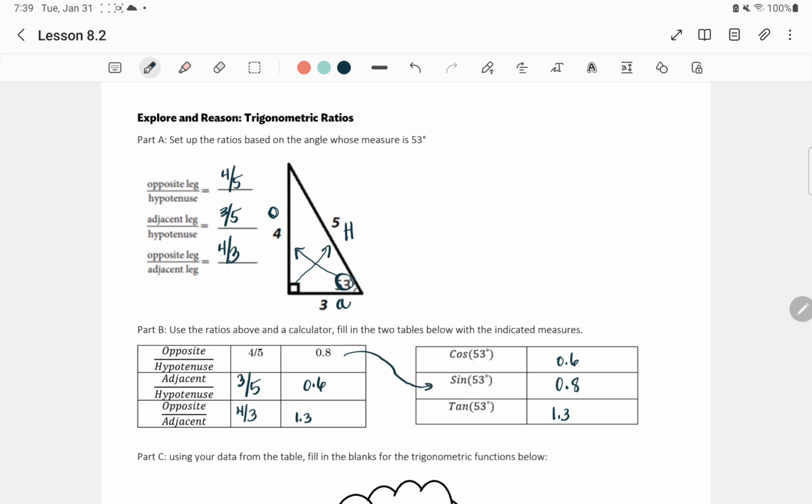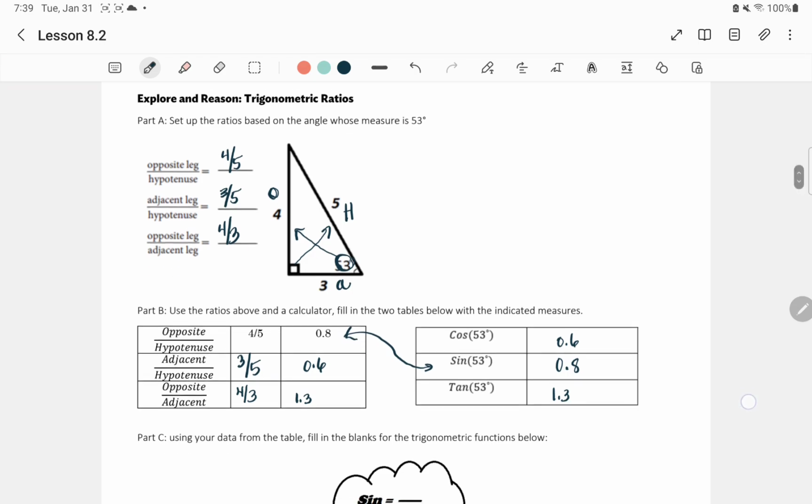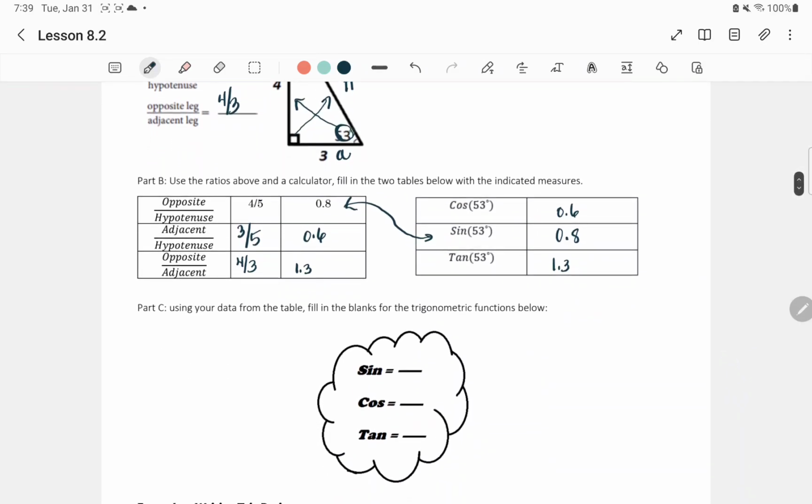So these go together. So that means, I'm going to scroll down a little bit, that our sine is opposite over hypotenuse. Our cosine matches with adjacent over hypotenuse. So cosine is adjacent over hypotenuse. And then tangent matches with opposite over adjacent. And these are your trig ratios, and you have to memorize them.